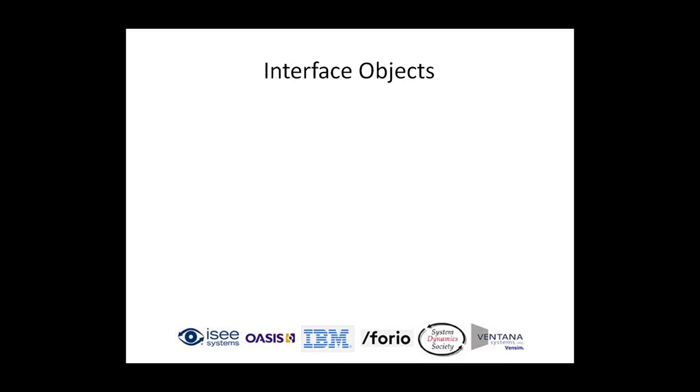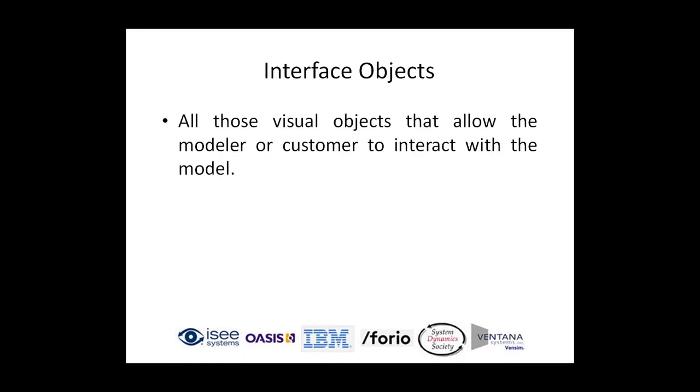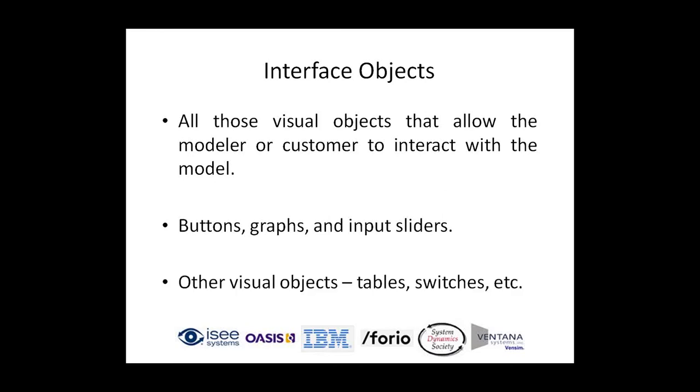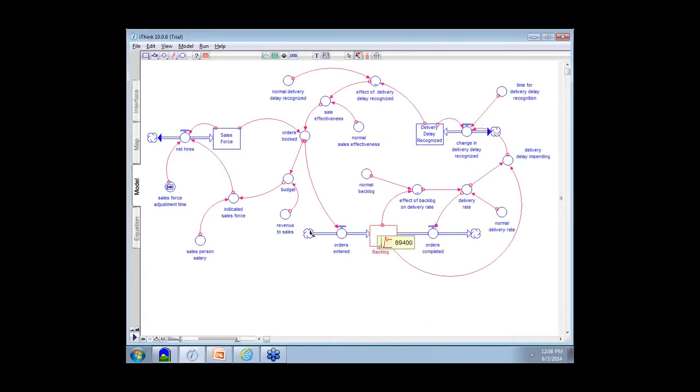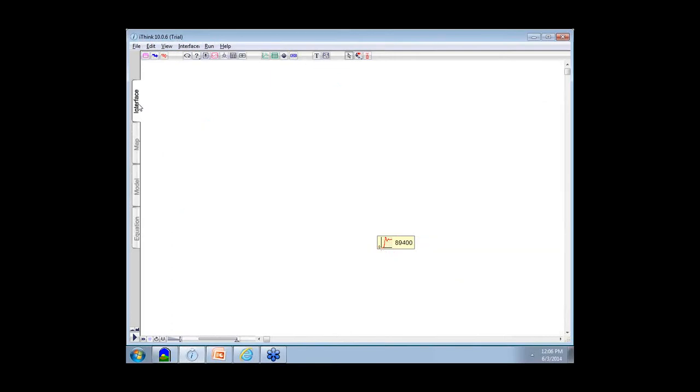So moving on to interface objects, these are all the visual objects that allow the modeler or customer to interact with the model. And these are objects such as buttons, graphs, and input sliders. And again, there's a whole bunch of other objects that Billy's going to get into in a few minutes. So I'm going to switch back into the software and take a look at iThink. And here I'm going to go to the interface tab or layer.